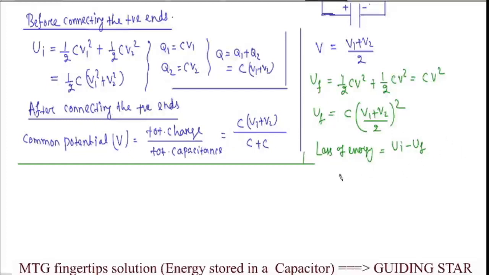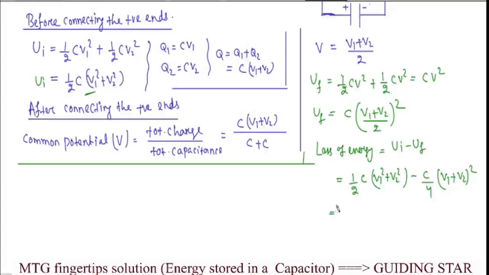Clear? So initial energy is how much we got right now? This is the initial energy, half C into V1 square plus V2 square, minus final energy we got. We can write this one as C by 4 into V1 plus V2 whole square.